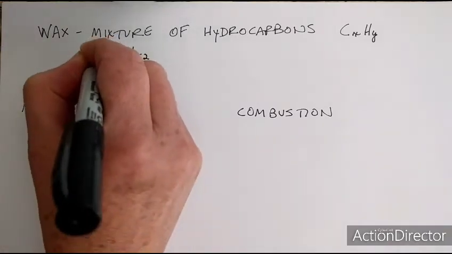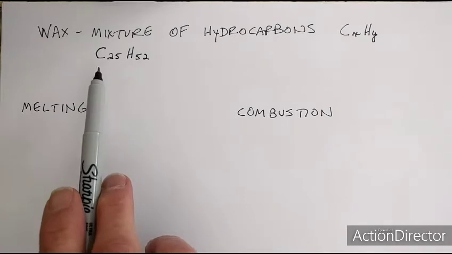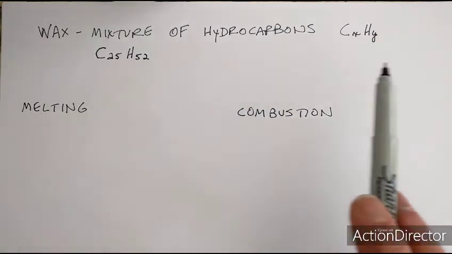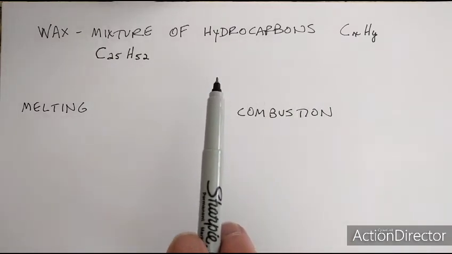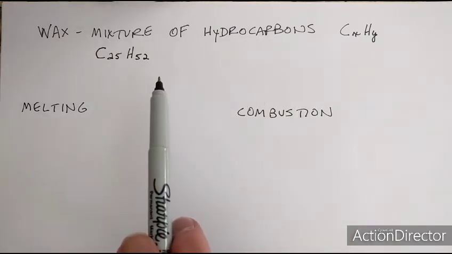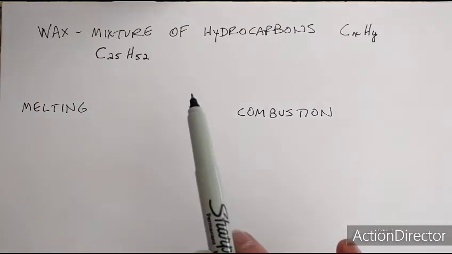C25H52. Wax is a big molecule. We have all these carbons bonded to other carbons, so we get long strands of carbons with hydrogens around them. And in a solid, you can kind of think of those molecules like strands of spaghetti that are all intertwined with each other.